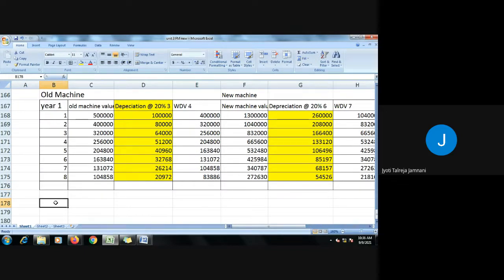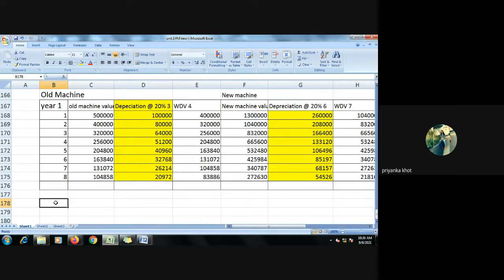Now let's start with the... Ma'am, determination of... Yes. Ma'am, with the old machine, can we get a depreciation amount more than the new one? Is there any possibility like that? Old machine depreciation is more than the new one.